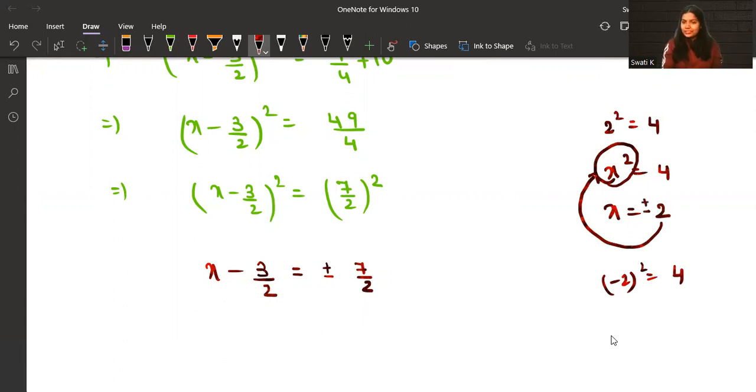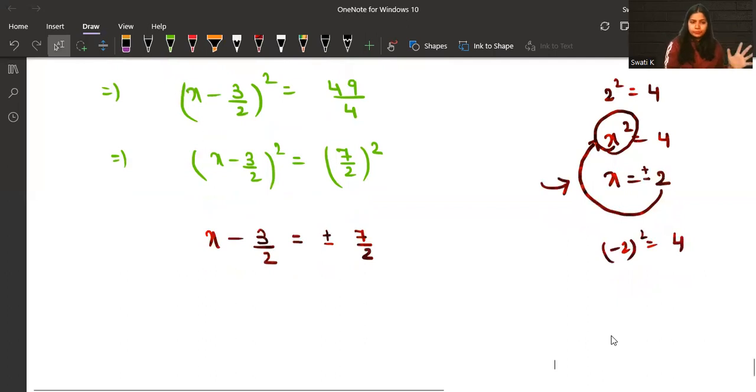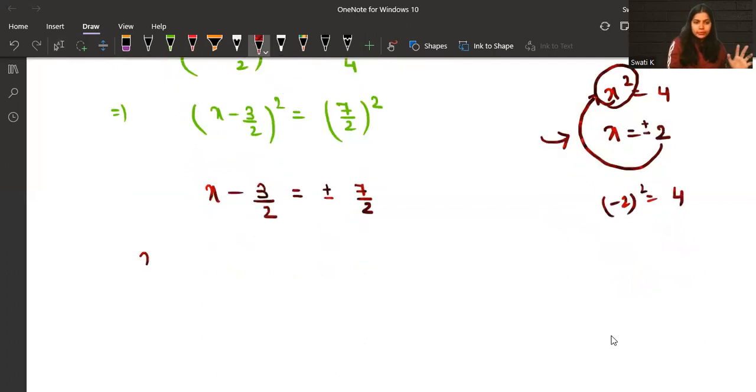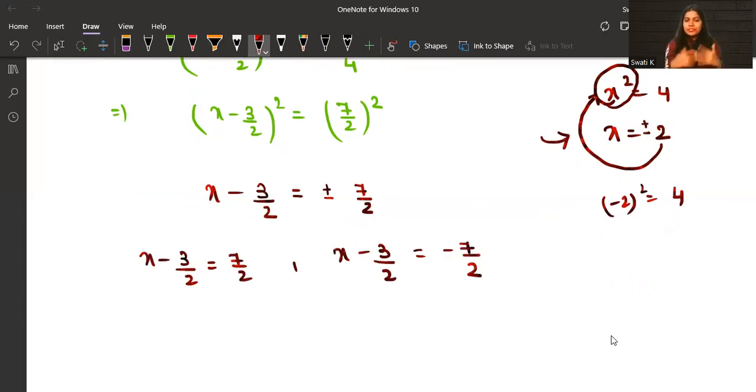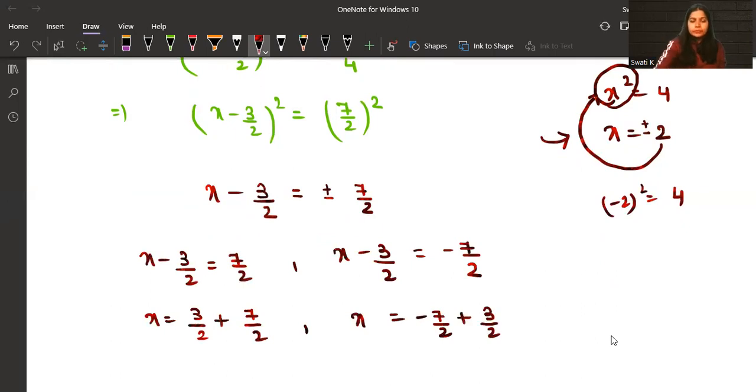So here again, using this rule, we can write plus minus 7 by 2. Now you can take two cases here: when you are taking the positive sign and when you are taking the negative sign. So these are the two cases, and with the help of this, we will get the value. So this will become x equals minus 3 by 2 will become plus 3 by 2, this 7 by 2 as it is. Here this will become minus 7 by 2. Minus 3 by 2 will become plus 3 by 2, right?